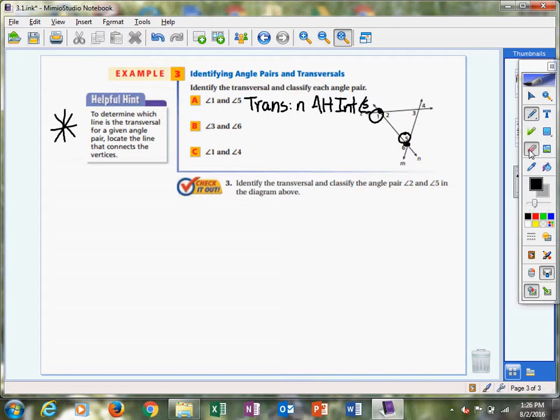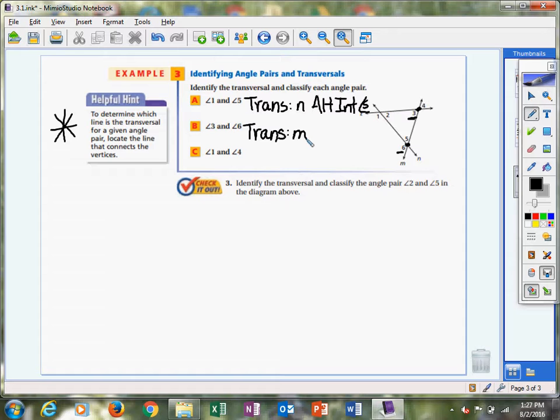Let's do the next one. Let me erase just a little bit, clear this up so we can see. All right, angles 3 and 6. Do you see where they're located? Do you see where their vertices are? So here's 6, here's 3. They lie on what line together? Yes, line M. So that's got to be your transversal. So this time the transversal is M.